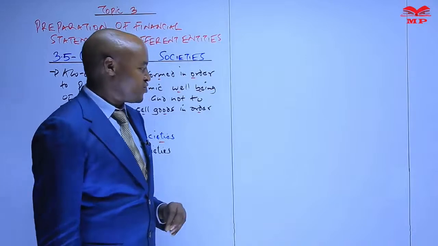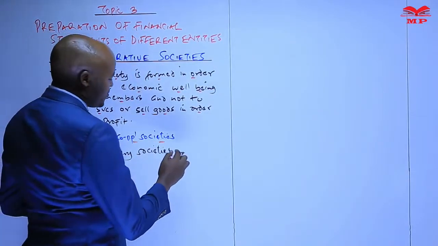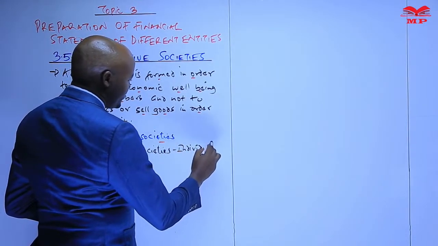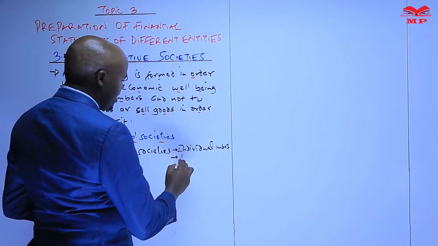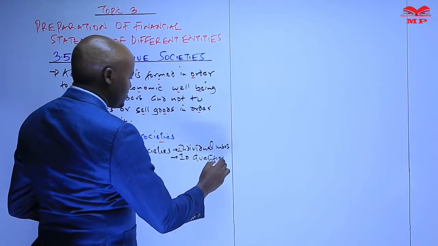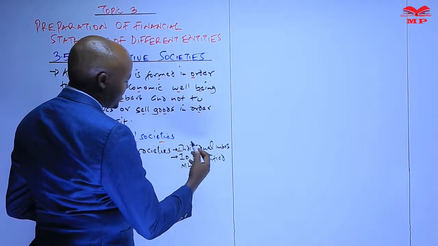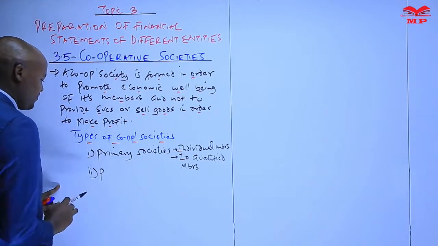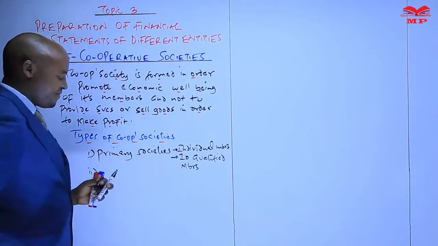So it is important to note that primary societies are those cooperative societies which are formed by individual members. And according to the Cooperative Societies Act, this cooperative society is formed by a minimum of 10 qualified persons. Number two, we have something called the secondary cooperative society, or basically we can refer to it as the cooperative union.